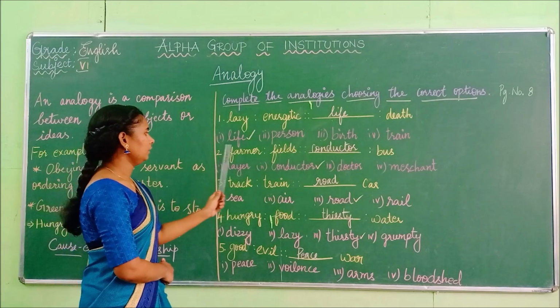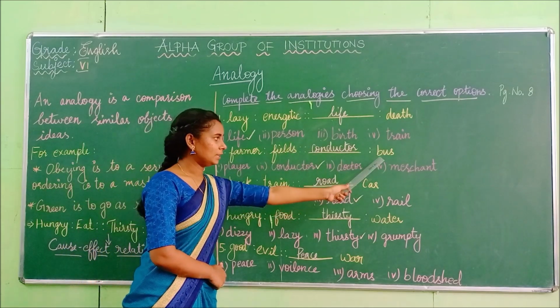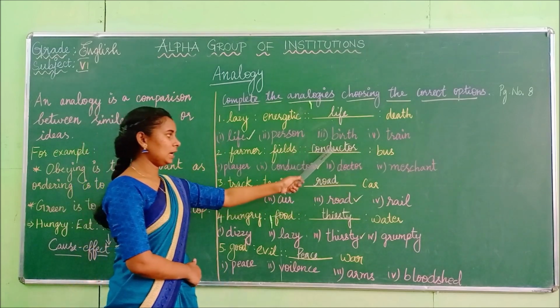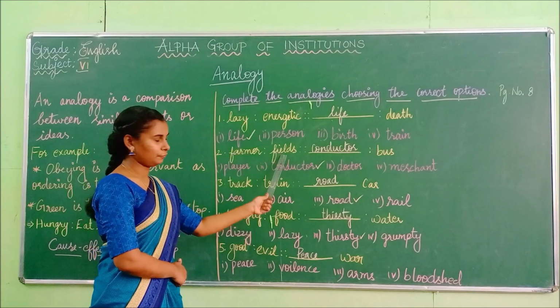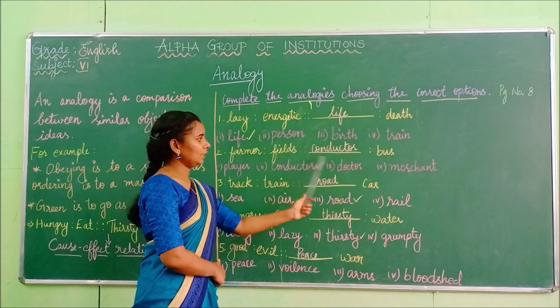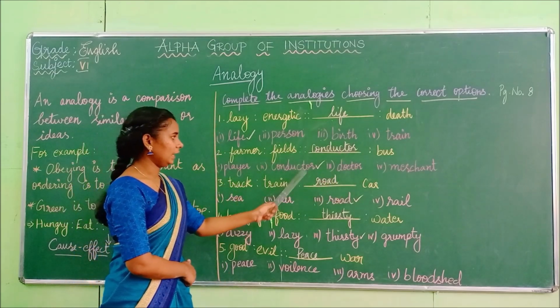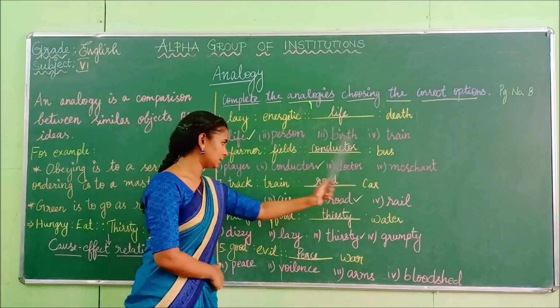Next one we have got farmer, fields, and here bus. So what will be the answer? Conductor. So conductor is the answer as these words are related. Farmer is related to fields and conductor is related to bus. The answer for the second question is conductor. Farmer, fields, conductor, bus.